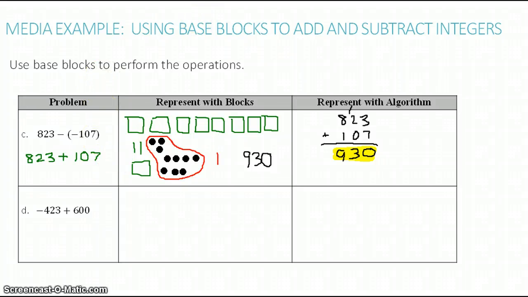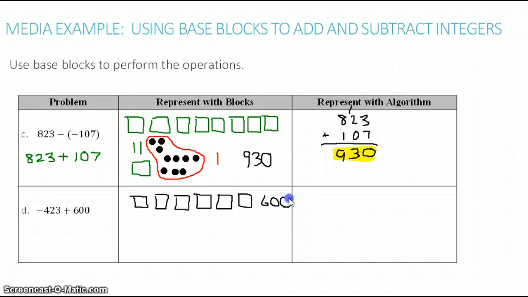One more question. Negative 423 plus 600. So this is addition, okay? But the two numbers are different signs. When they're different signs, we want to find the corresponding subtraction problem. So we're going to start with 600 and take away 423. Let's draw our 600. Okay, so this is 600. And now we want to take away 423.